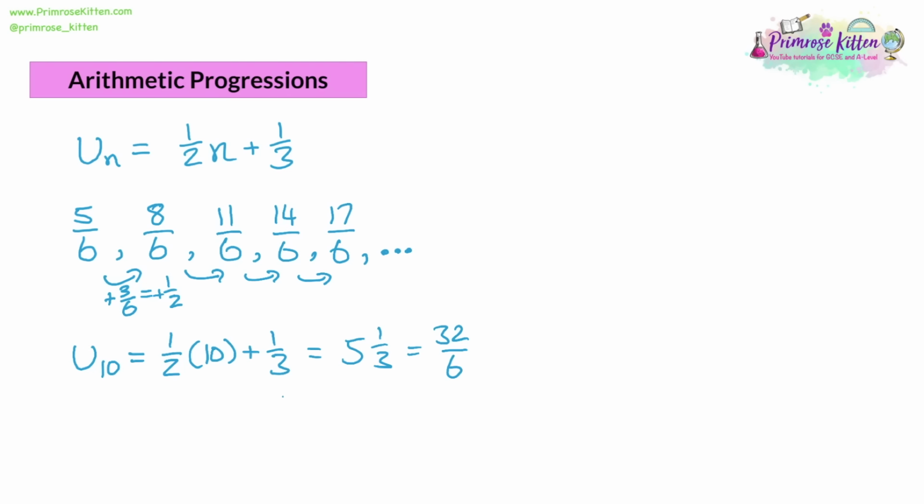Now, if that was true, if it was a half n, the first term would be a half times 1, which is a half, and it's not, it's 5/6. So you think, well, what do we add onto a half to get the first term 5/6? Now, 5/6 and a half, the denominator is different. So think, a half is 3/6. How do you get from 3/6 to 5/6? We've got to add on 2/6, which is the same as a third. So that's where the third is coming from in this.